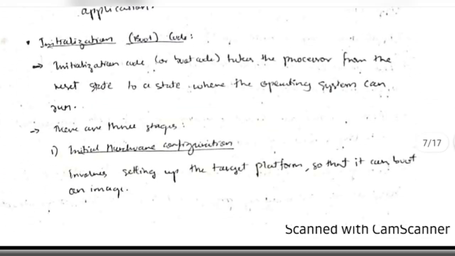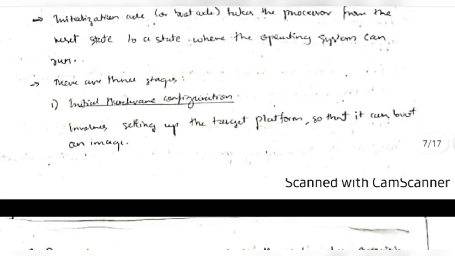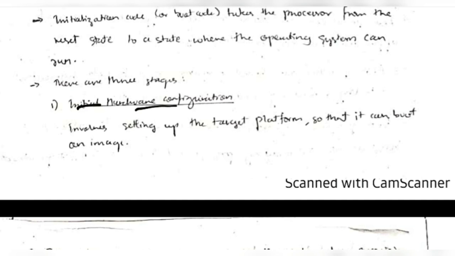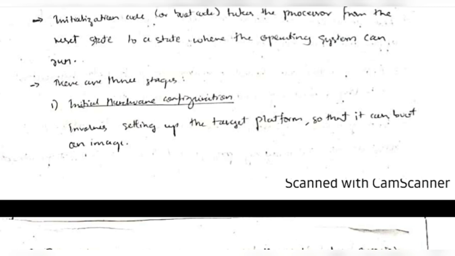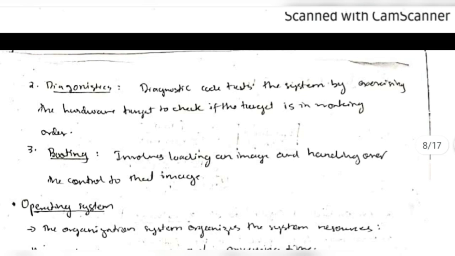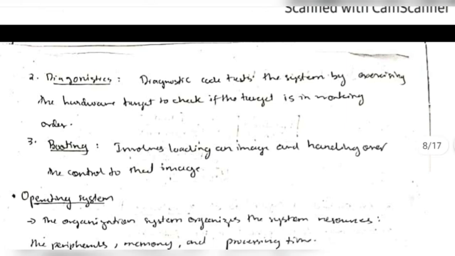Then coming to some more details about the first one, which is initialization. It has three steps. First one is initial hardware configuration. Before using the software, it makes sure that the hardware is properly connected and can be used with the software. That's the first stage. Second is diagnostics. It's a small test which is carried out to make sure that the hardware is in proper connection with the software. And the third one is booting.